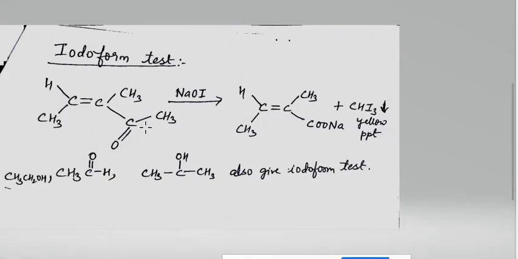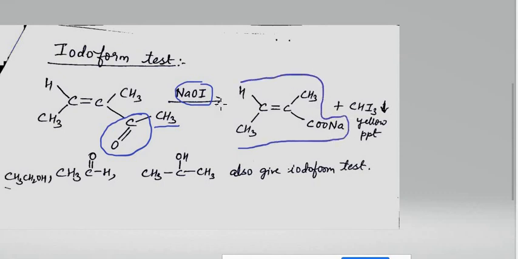In this case, you can see that iodoform test I have written. What is an iodoform test? This is a methyl ketone. Why is it a methyl ketone? This is the ketonic group, and you have got a methyl group which is attached over here. When the reaction is carried out in presence of sodium hypoiodite, then see this part. This part is getting converted to sodium salt of carboxylic acid, and the methyl which was attached to the carbonyl carbon will get converted into iodoform. CHI3 is iodoform and it forms yellow precipitate.